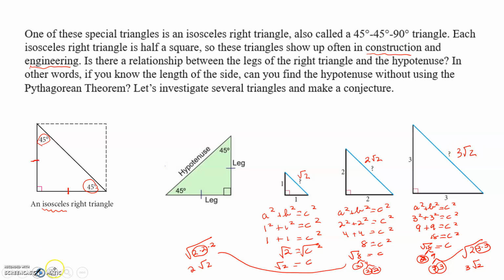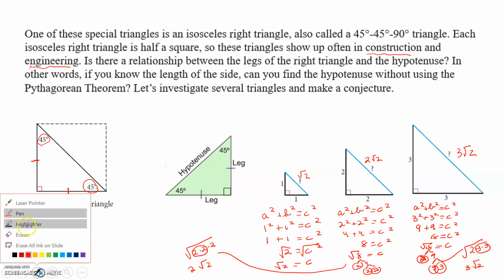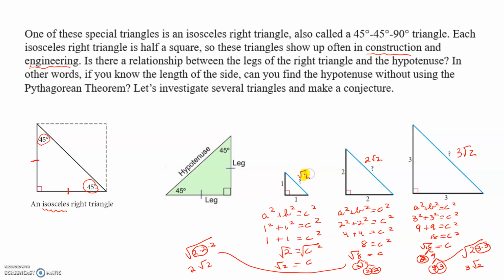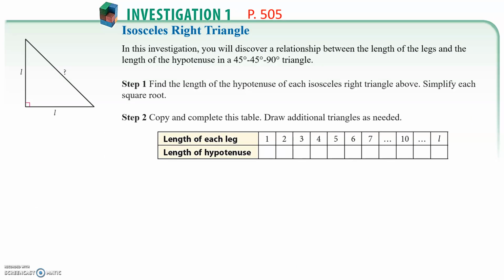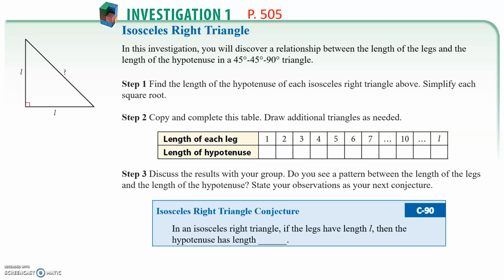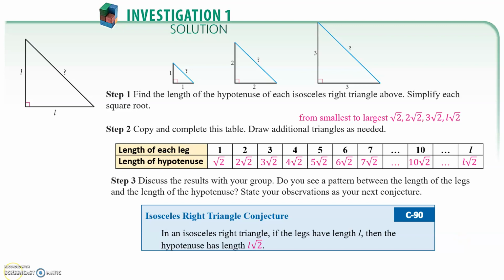Okay, now look at the pattern. So let me see if I can get the highlighter here. I have 1 square root of 2, 2 square root of 2, 3 square root of 2. And look at these. When the legs are 3, the hypotenuse is 3 square root of 2. When the legs are 2, the hypotenuse is 2 square root of 2. When the legs are 1, the hypotenuse is 1 square root of 2. So if I continued this, if we were having class, I'd have each row choose one of these and do each of those boxes, but we don't have a bunch of people in this room right now, just me.